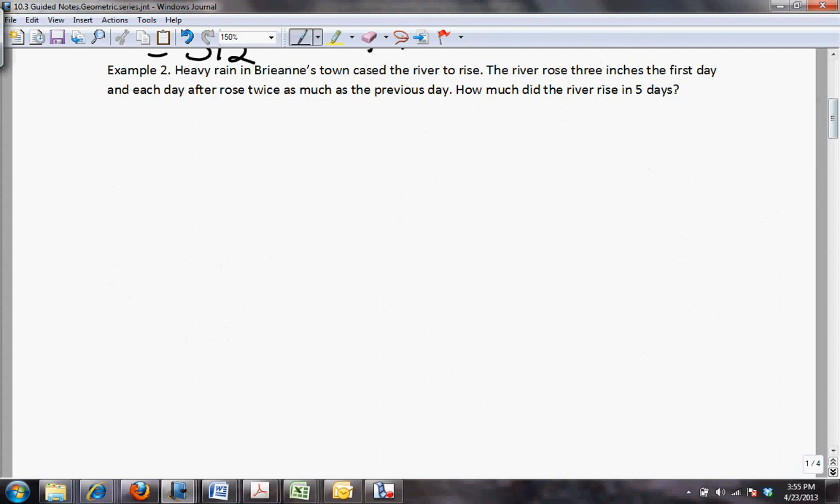Example 2 is a word problem. Heavy rain in Brienne's town caused the river to rise. The river rose 3 inches the first day, and each day after that it rose twice as much as the previous day. We need to figure out how much the river rose in 5 days. You could figure this out by hand, but we want to know the formula so that when they ask about the 75th day, we don't want to be writing this out by hand.